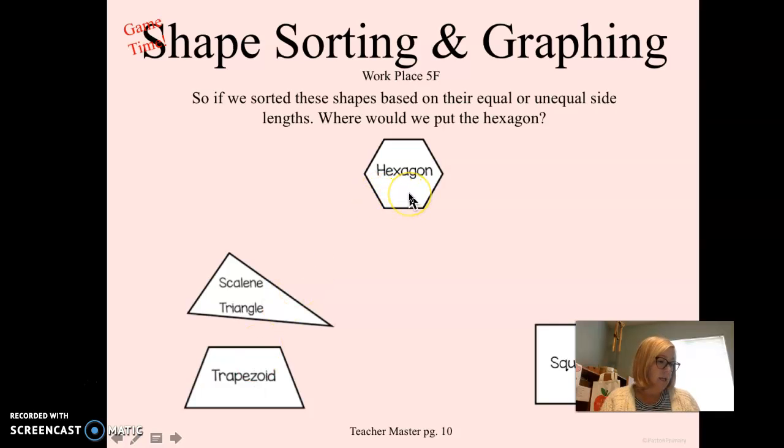Now let's look at the hexagon. A hexagon has 6 sides. Are those sides equal or unequal? How could you figure that out? Most often, a hexagon has 6 equal sides. So we are going to group it with our square because it has equal sides.